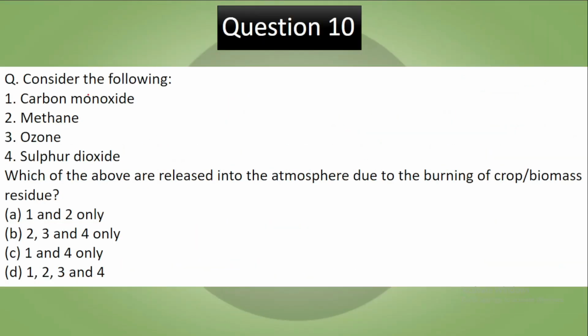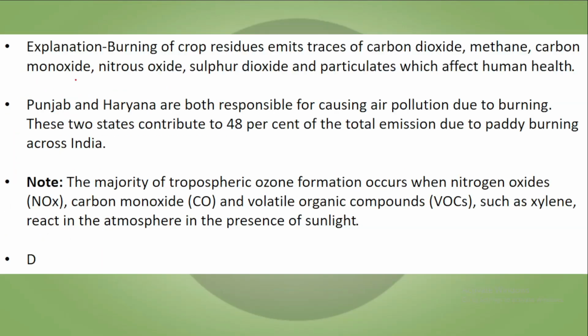Question 10. Consider the following: carbon monoxide, methane, ozone, sulfur dioxide. Which of the above are released into the atmosphere due to the burning of crop biomass residue? Pause the video, try to think about it. Now let's see the answer. So your correct answer to this is D, which is all.